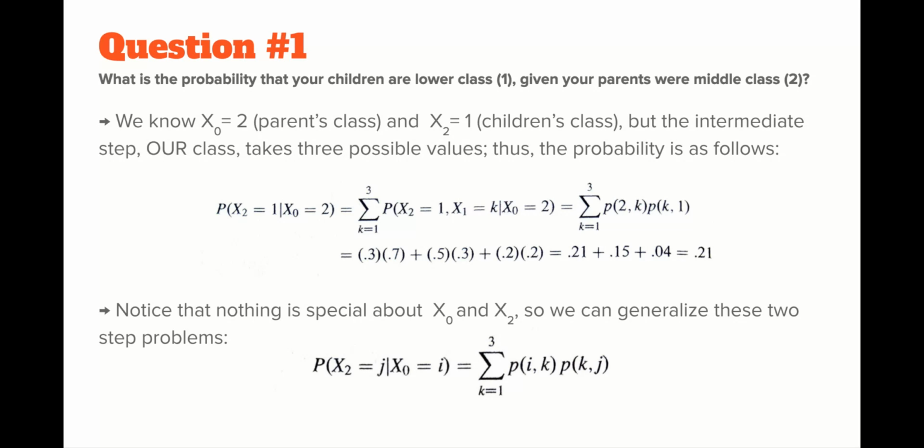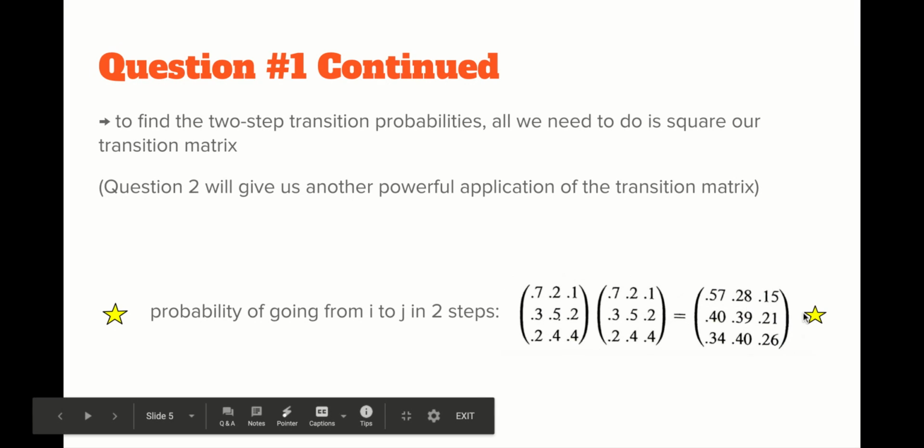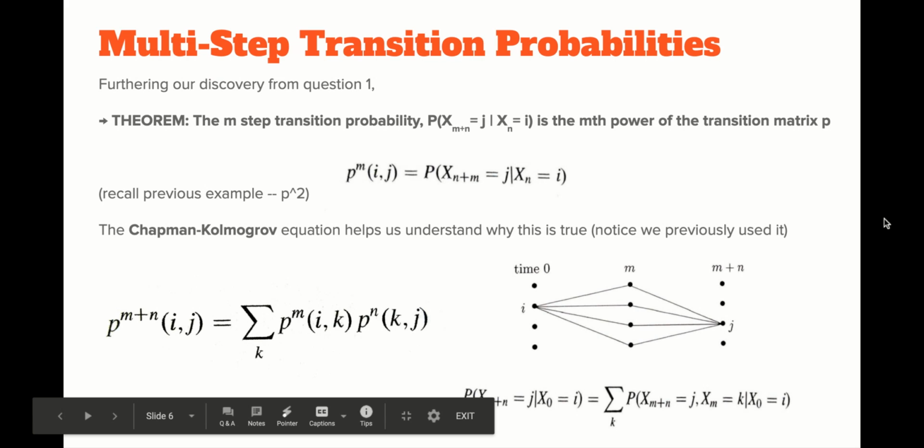And then we notice that there's nothing really special about x0 and x2, so we can generalize these two-step problems as follows. The probability that x2 is equal to some state j, given that x0 is i, is the sum over all possible intermediate steps k of the probability of i to k times the probability of k to j. So it turns out if we want to find the two-step transition probabilities, all we need to do is square our transition matrix. So the probability of going from i to j in 2 steps is just our transition matrix squared, and we have those values on the right.